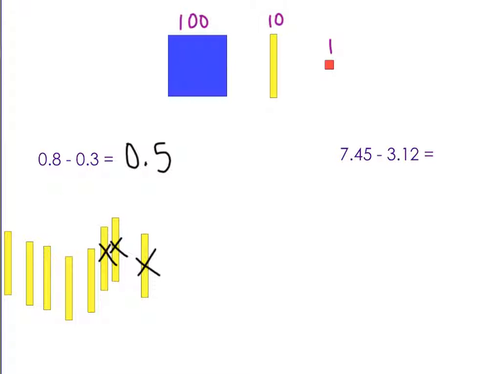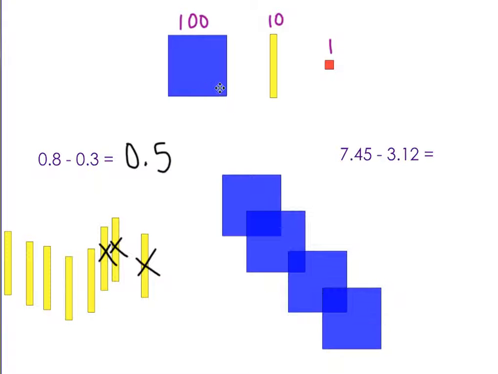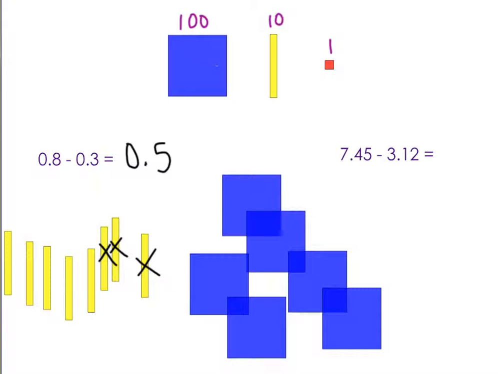Now let's move on to this next problem. We have 7 and 45 hundredths, so we're going to need 7 of these blue squares. We got 1, 2, 3, 4, 5, 6, and 7. Now we have 1 tenth, so we're going to need 1 yellow 10 bar, and 2 hundredths, so we'll need 2 of these little red ones.